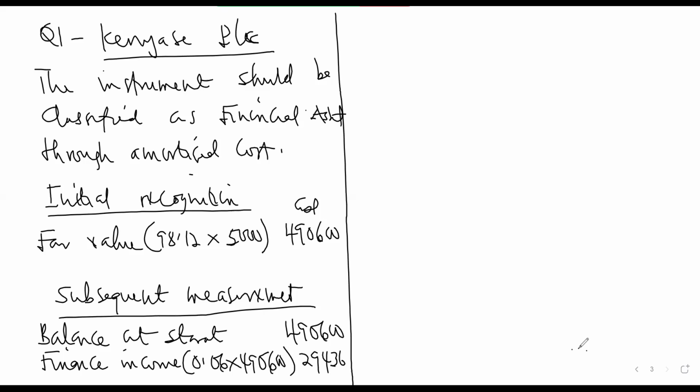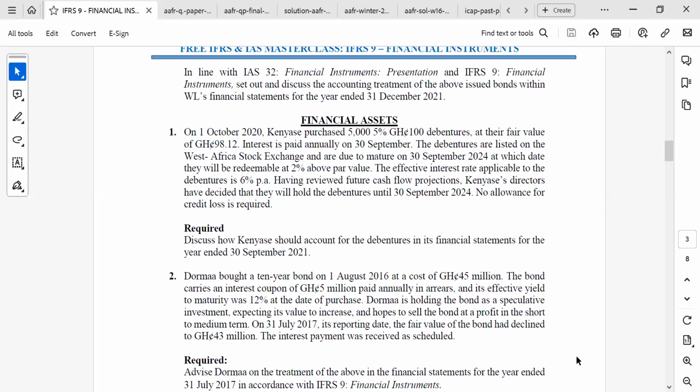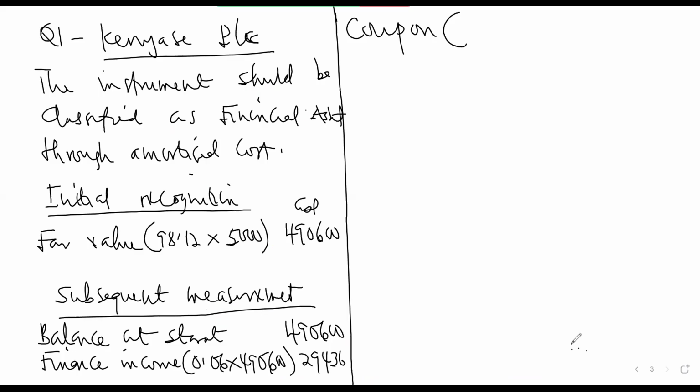So at the end of the year, they will pay us our actual interest. So we come to the coupon here. The coupon will always be on the nominal value. What is the actual interest that they are paying us? It will be 5% on how much? 500,000. So that will be 0.05 multiplied by 5,000 by the 100. So what are we going to be having? 25,000.